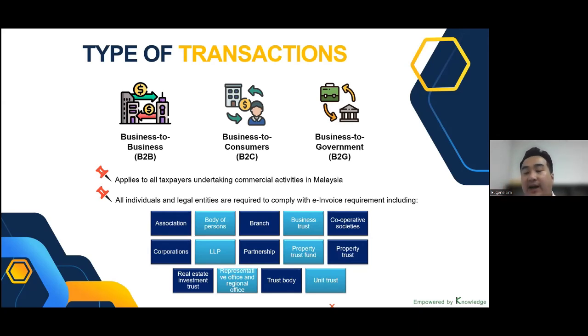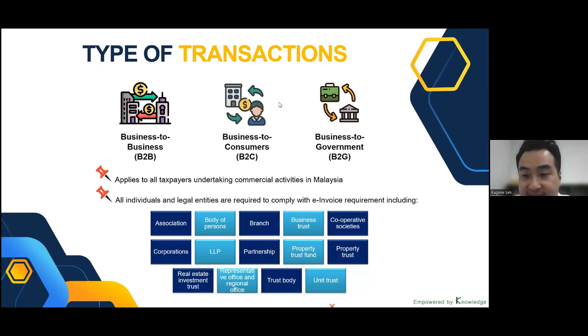B2G, business to government. Same thing. For B2G, the company is required to issue an e-invoice to the government. So that is a very important part you need to take care of. It's actually similar to B2B.